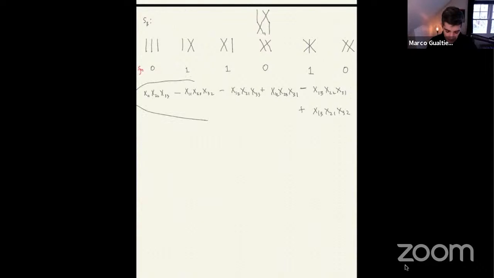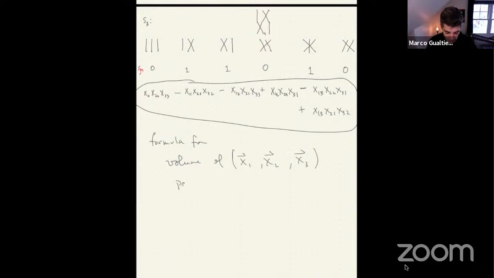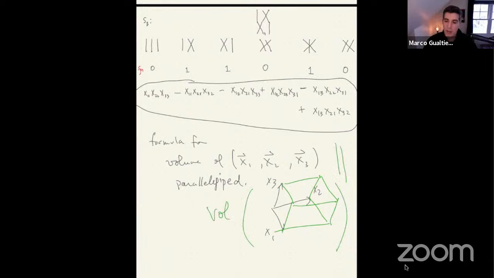This bizarre formula is the formula for the volume of x1, x2, x3. The parallelepiped, that's an ancient word. You have 3 vectors, x1, x2, x3, and these things form a box. So the volume of this box is given by this expression.